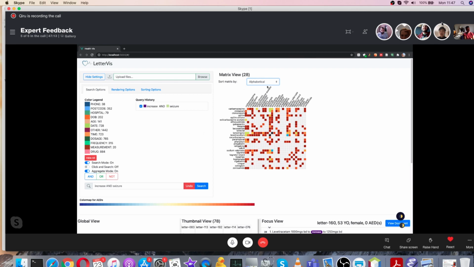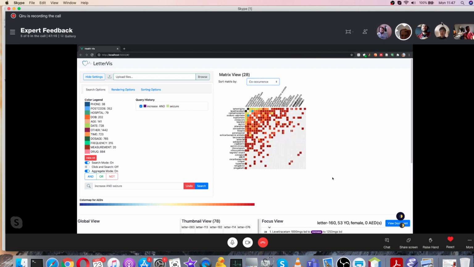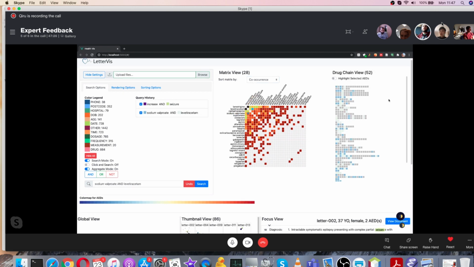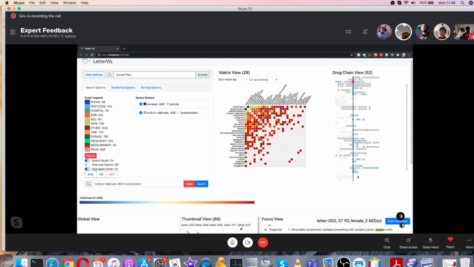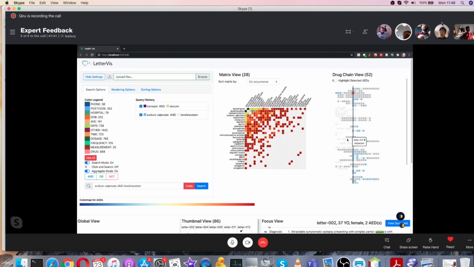I think it could also be useful to have, in the chain view, something adapted to incorporate just generic terms instead of drugs. So, for example, just the word seizure or increase added to the drug chain view, and that would make the drug chain view a little bit more flexible. I think from the last feedback, Arron mentioned something about adding side effects into the chain view.